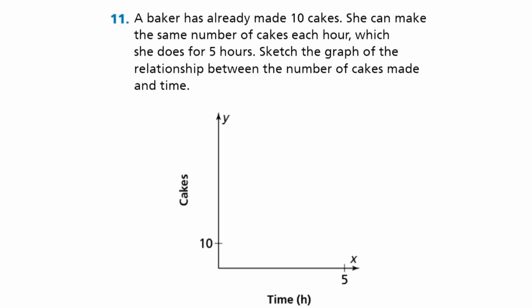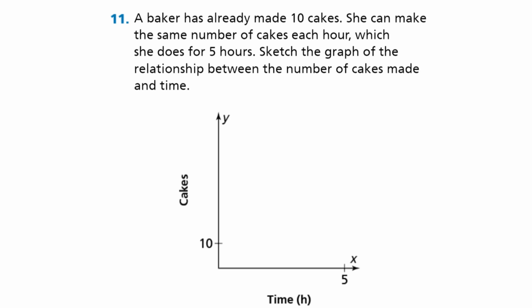This instructional video is over textbook page 206. For number 11, we're going to create our own graph based on the story provided. A baker has already made 10 cakes. She can make the same number of cakes each hour, which she does for 5 hours. Sketch the graph of the relationship between the number of cakes made and time.